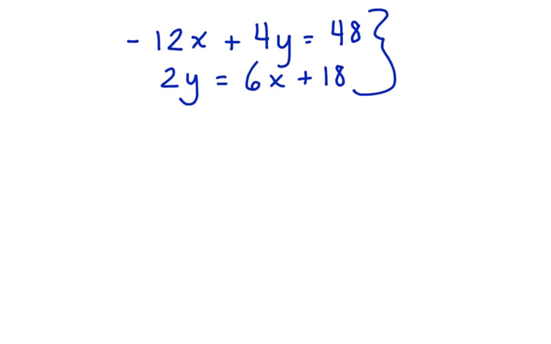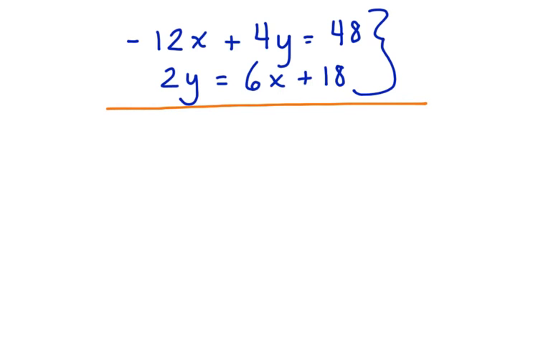Now the first thing to notice is that the first equation in the linear system is written in standard form. We're going to have to rewrite that into slope-intercept form. The second equation is almost in slope-intercept form, but needs to be simplified. Let's work with the first equation first, and let's write it in slope-intercept form.